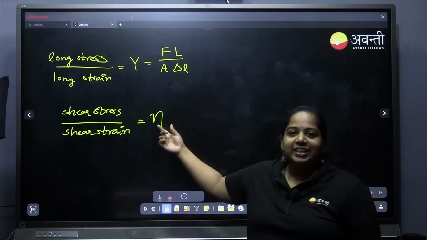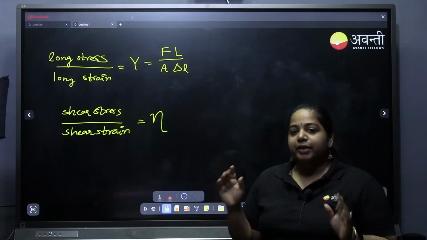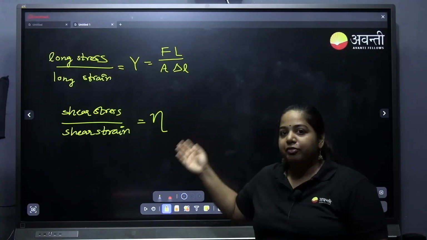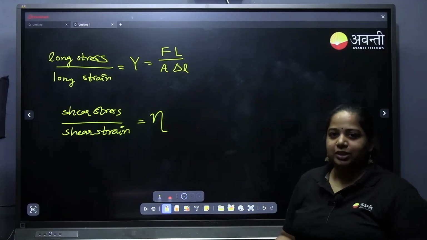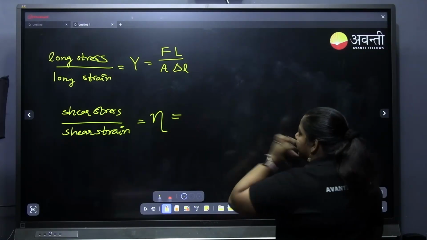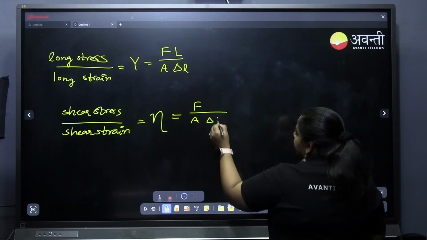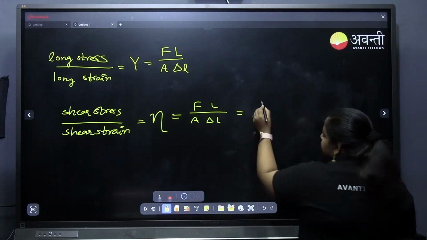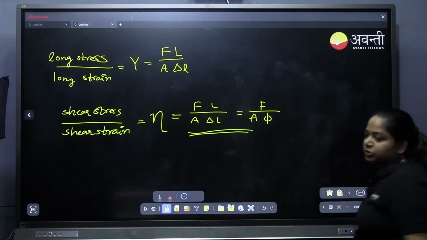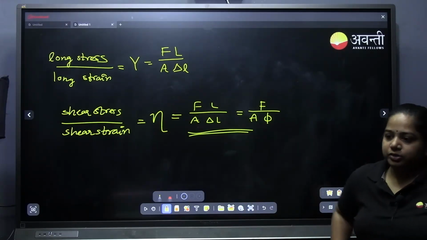This eta has multiple names across physics, and each will depend on which chapter we are studying. Here it is modulus of rigidity, and if you come to viscosity, this is the coefficient of viscosity. So you should know the difference. If you substitute, what is the value we are getting? Again the same formula, F by A delta L by L, but actually this is F by A phi. So in both ways, if the angle is given, you can just substitute the value also. Is that clear?